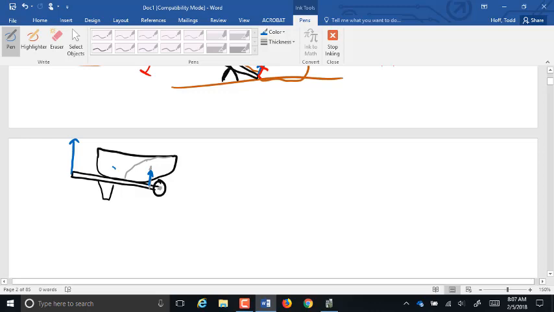In fact, if your load was perfectly centered above the wheel, all you'd be lifting would be the weight of the handles. You wouldn't be lifting any of the weight of the load. The wheel would be fully supporting it. It makes it really tough to balance, though.